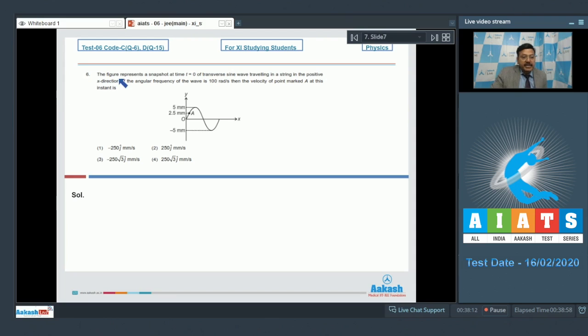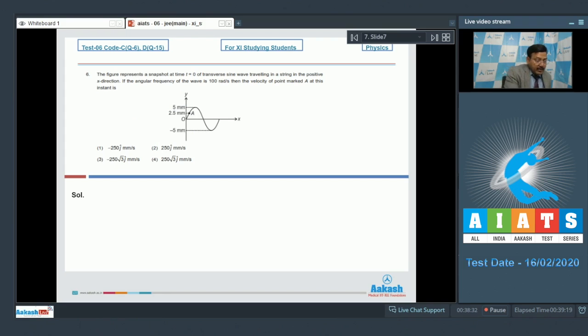Question 6 says the figure represents a snapshot at time t equal to 0 of a transverse sine wave traveling in a string in the positive x direction. If the angular frequency of the wave is 100 radian per second, then the velocity of point marked A at this instant is, and the four options are given, and this is the snapshot at t equal to 0.